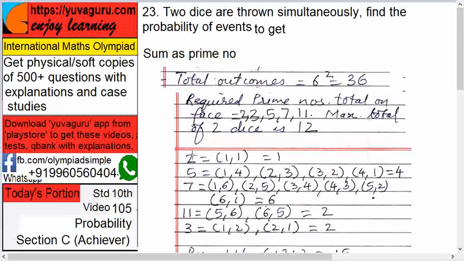Let's check. For 2, it should be 1 1. Right, only one outcome is possible. Sorry, let's go for 3. For 3, 1 2, 2 1, only two outcomes possible. Then 5, 1 4, 2 3, 3 2, 4 1, so 4 outcomes possible. For 7, 1 6, 2 5.